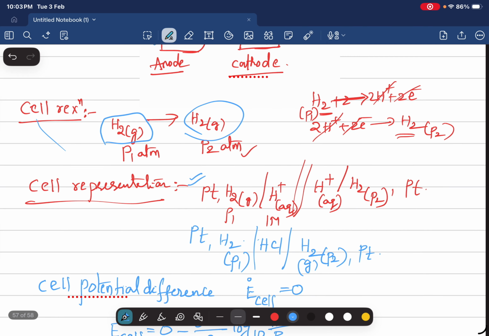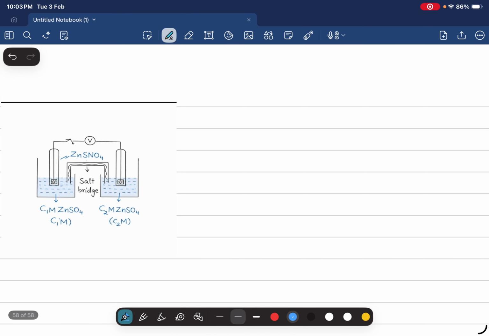Hope it is clear. Now coming to the second type, that is where concentration is different. Same material, here also zinc, here also zinc.